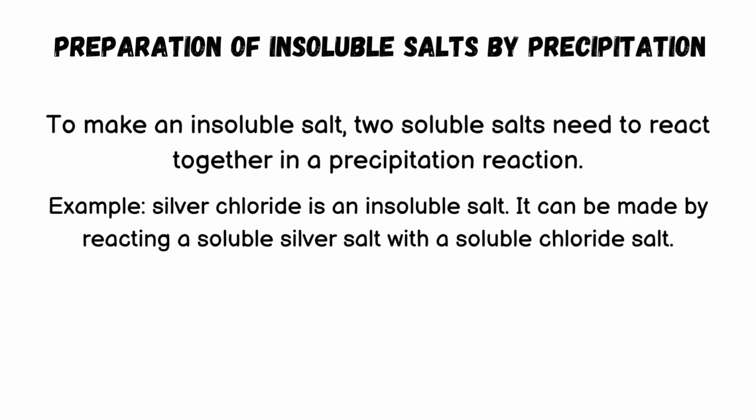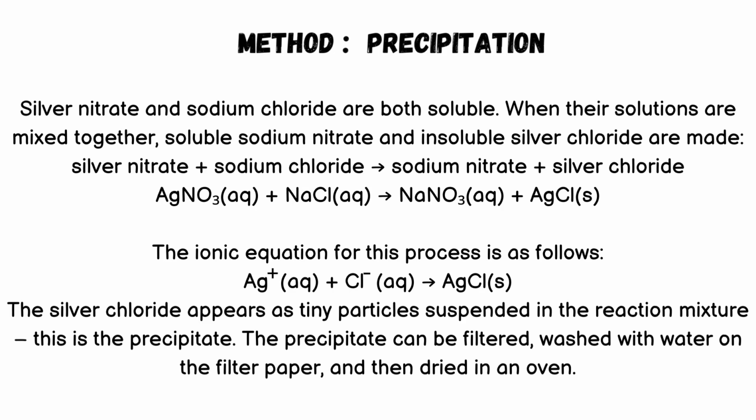To make an insoluble salt, we follow the method of precipitation. Two soluble salts need to react together in a precipitation reaction. Example, silver chloride is an insoluble salt. It can be made by reacting a soluble silver salt with a soluble chloride salt. Silver nitrate and sodium chloride are both soluble. When their solutions are mixed together, soluble sodium nitrate and insoluble silver chloride are made.